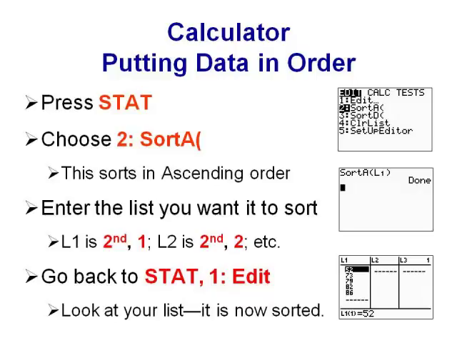You hit the Stat button again, but this time you go down to choice number 2, Sort A, which stands for sort in ascending order, so smallest to largest.